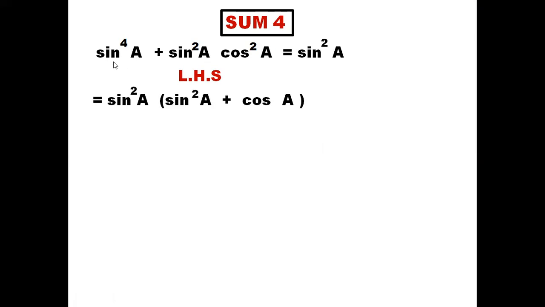So what is remaining here? Sin square A. And what is remaining here? Cos square A. So we know sin square A plus cos square A equals 1. So we get sin square A multiplied with 1 is sin square A, which equals the right hand side. So proved.